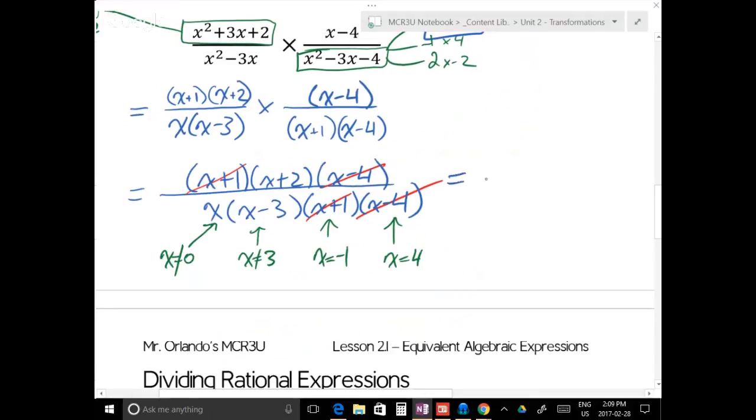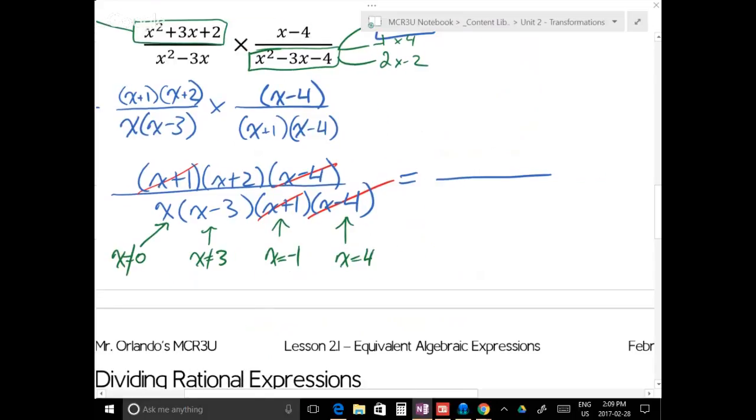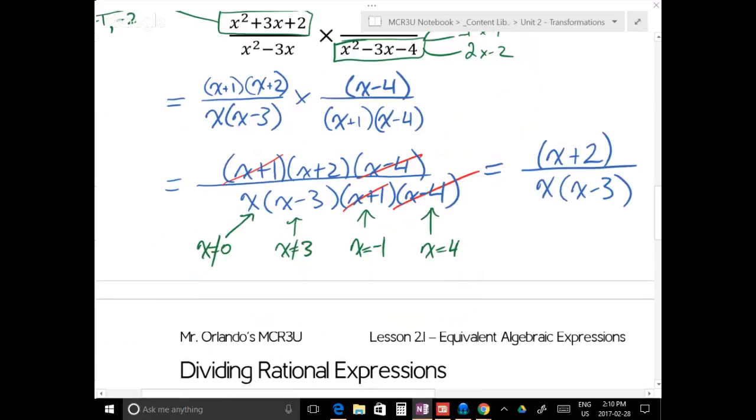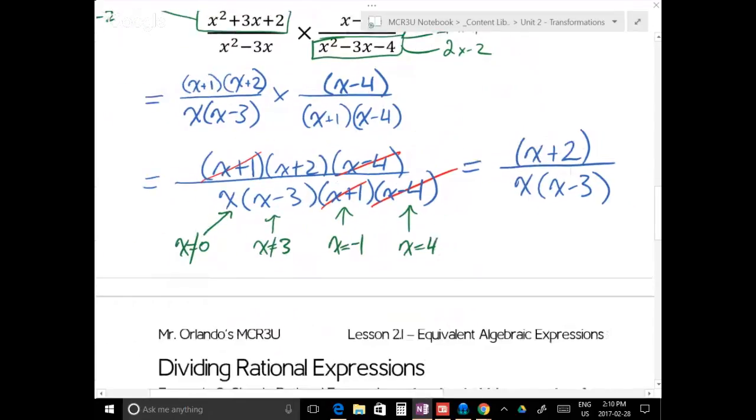And so what are we left with on the numerator? Very good. And in the denominator, what remains? Yep. Like that, right? And we know our restrictions come from before canceling. So x equals 0 is impossible, x equals 3 is impossible, x equals -1 is impossible, and x equals 4 is impossible.